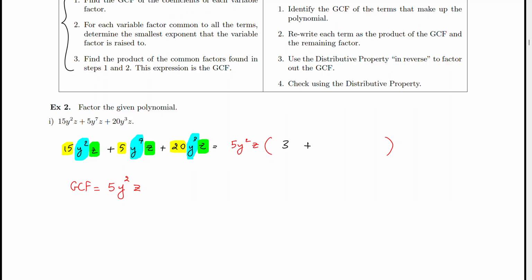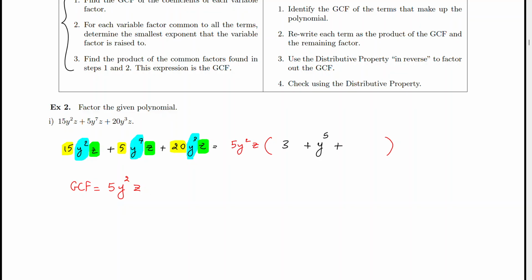Next, moving on, 5y squared z times what will give me back 5y to the power of 7 with the z? So the 5 is accounted for, the z is accounted for, but we only have 2 y's on the outside, and we would want 7, so that means we're missing 5 y's. So y to the power of 5 is going to be the middle term.